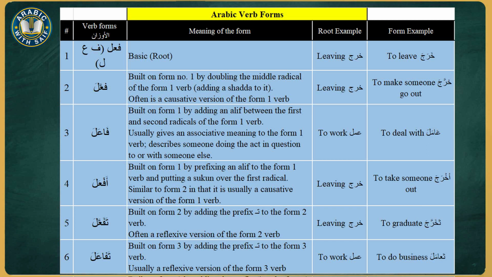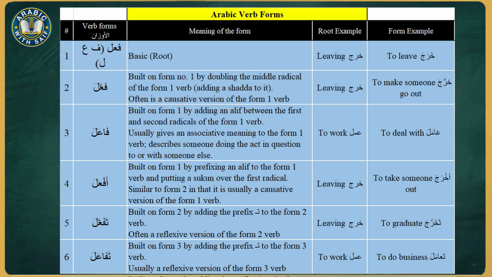The form number 5, تفعّل, built on form 2 by adding the prefix ta to the form 2 verb, often a reflexive version of the form 2 verb. For example, the root خرج means leaving. On the measure of form تفعّل, تخرج means to graduate.